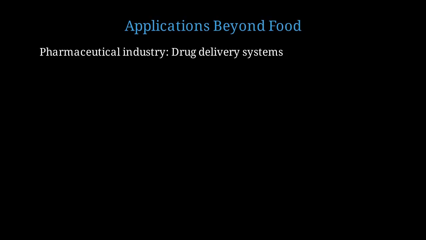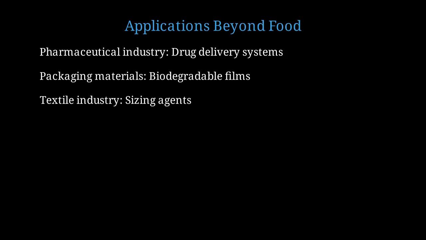These principles extend beyond just food science. In pharmaceuticals, starch gelatinization and retrogradation are used to design controlled-release drug delivery systems. Retrograded starch forms films with improved mechanical properties, useful for biodegradable packaging materials. The textile industry uses starch as sizing agents, and understanding retrogradation helps optimize fabric finishing processes.